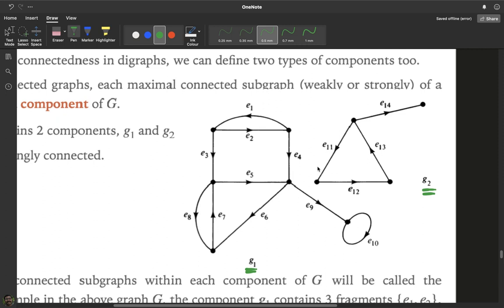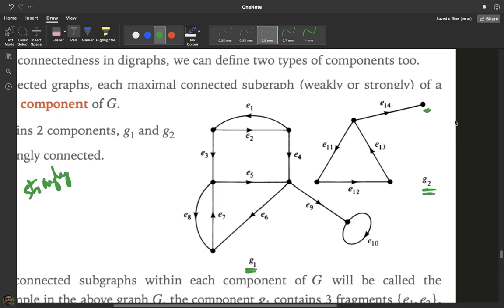Now we have studied two types of connectedness: strongly connected and weakly connected. We have studied both these concepts. A component need not be strongly connected. If you look at G2, there is no directed path from this vertex to any other vertex, because you can't start from here and reach this vertex. So this is not strongly connected. Okay, so a component need not be strongly connected.